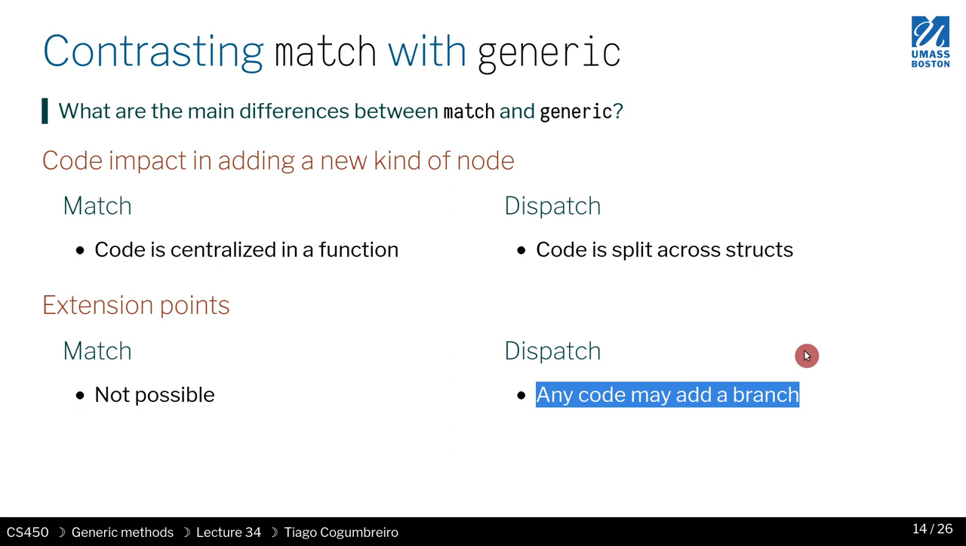You know, if you want to ship code and you don't want any users to extend it, that might also be a problem. So it's really a question of whether you want to enable extension points or not. If you want to, then you want to use dispatch. If you don't, you want to use a match.